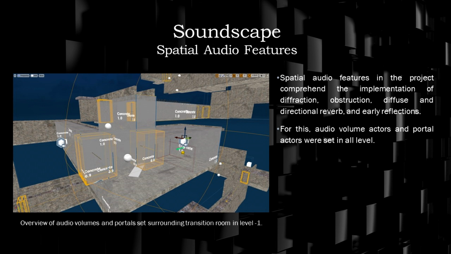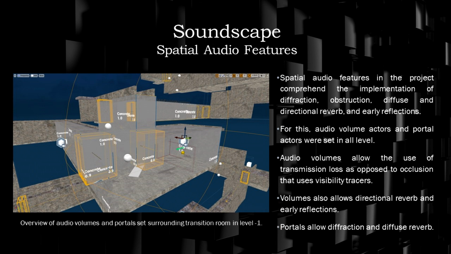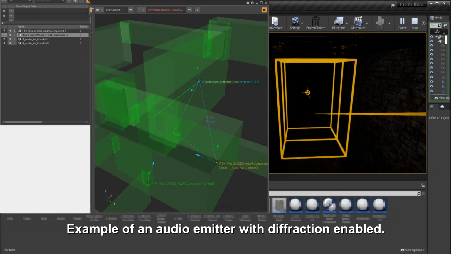First, audio volume and portal actors were set in all levels, matching the geometry. Audio volumes also allow the use of transmission loss per surface that replaces visibility-based occlusion and to set the auxiliary buses with reverb. This way, reverb changes based on the listener position. Surfaces also allow the use of early reflection that was applied to most source loop emitters. Similarly, portals act as a secondary emitter for the emitters with diffraction enabled. For example, the following clip demonstrates this behavior.